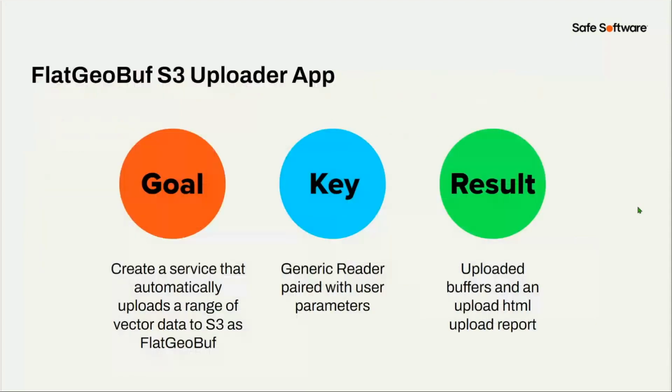And so this brings us to our last demo. Here we used the Easy Translator app as some inspiration. We made an app that will upload pretty much any vector data set to Amazon's S3 as a FlatGeoBuf file. The motivation behind this is that we see a lot of users use FTP to receive data submissions from clients. So we're attempting to recreate that process, but using the cloud and FlatGeoBuf.